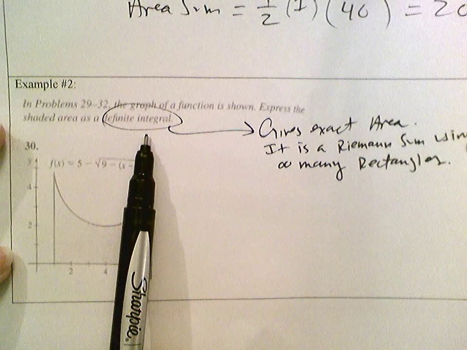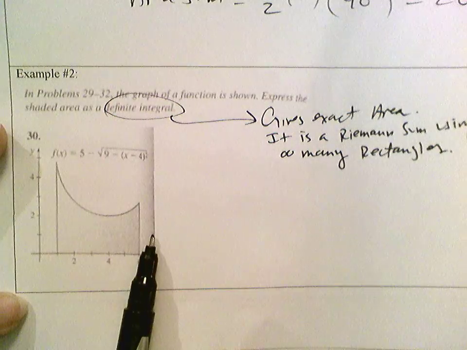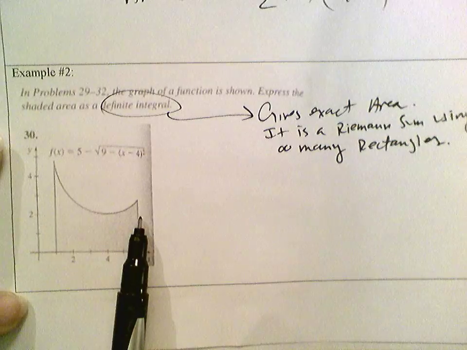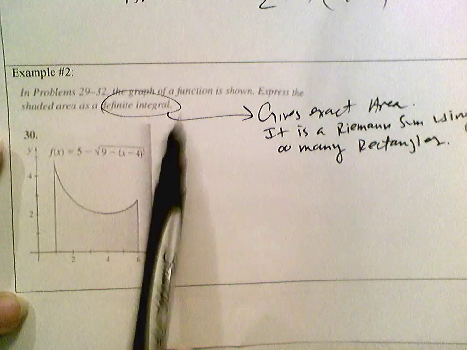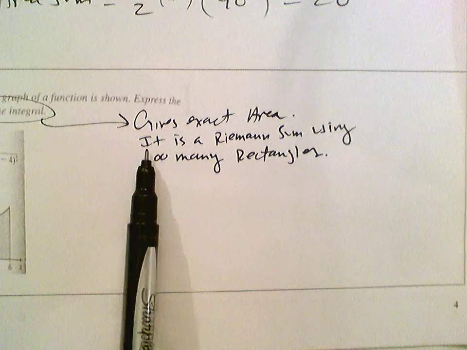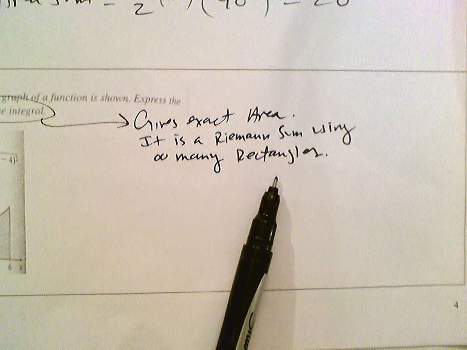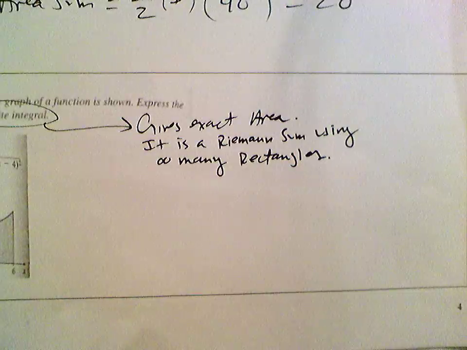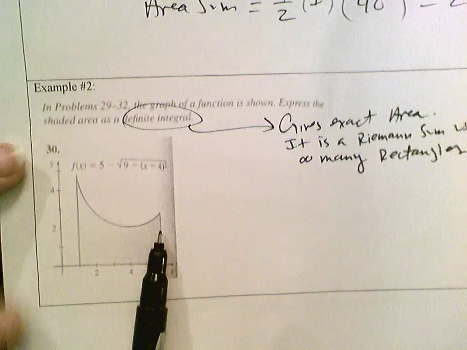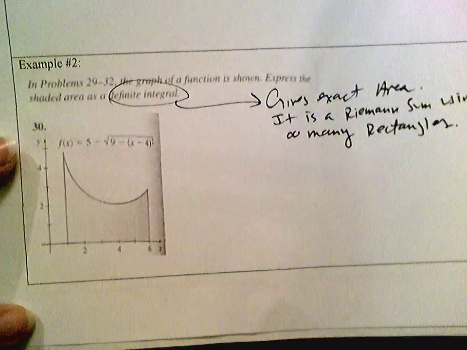Express the shaded area as a definite integral. Okay, so we've got this shaded area. We don't have trapezoids or rectangles approximating this area. This is the exact area under this curve here. And that's what's called a definite integral. So please write this down. A definite integral gives the exact area. It is a Riemann sum using infinitely many rectangles. We'll talk about this more tomorrow. But if you imagined adding infinitely many rectangles here, you'd have to take a limit to do it, which we'll do tomorrow. You would get the exact area under a curve.